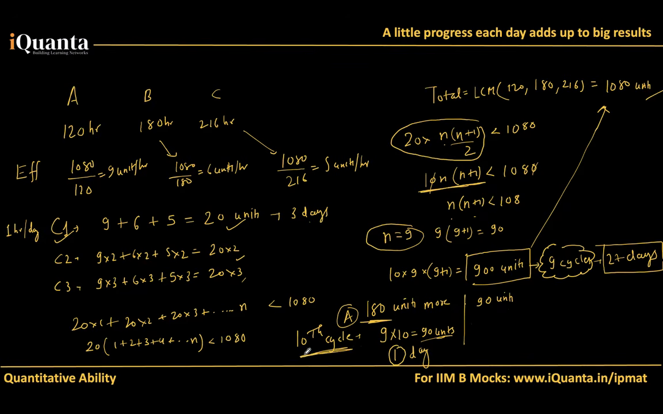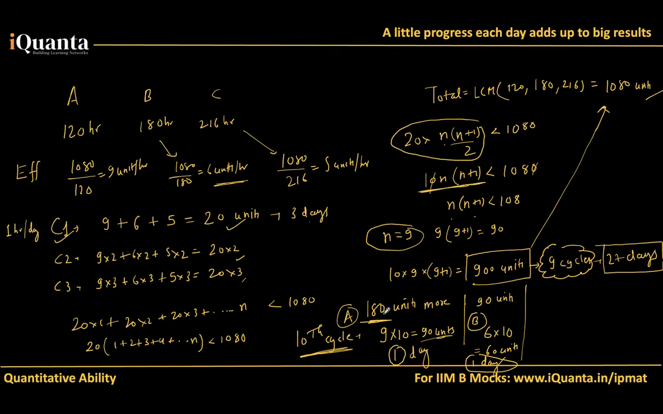In the 10th cycle, B will work now, and B works at the efficiency of 6 units per hour. Since it is the 10th cycle, B will be working for 10 hours. So work done by B will be 6 units per hour into 10 hours, that is 60 units, isn't it? And this work will be done by B in one day. So one more day is consumed over here. I hope this is clear.